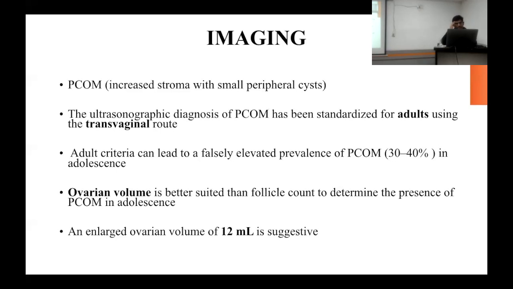Imaging, again, the PCOM criteria, that is increased stroma, peripheral small cysts. This was initially done in adults, and the transvaginal route was used to bring out the morphological criteria. However, in adolescents, it is not reliable. What is more reliable is the ovarian volume. Initially, it was 10 ml, and now it is increased to 12 ml, which is suggestive.